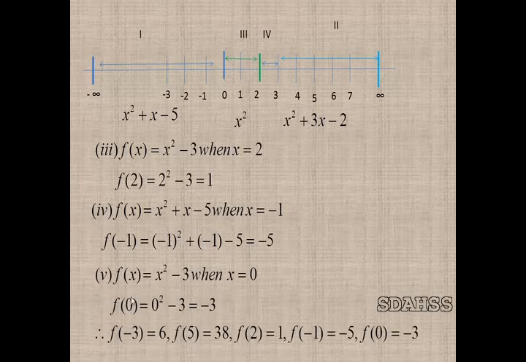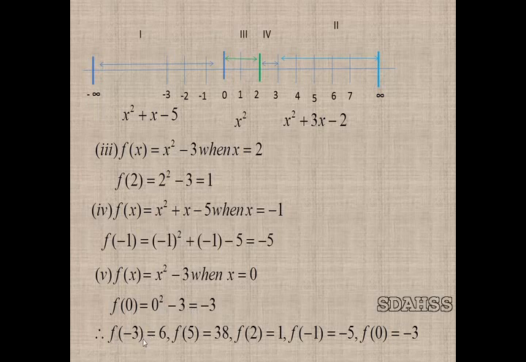Fifth one, 0. 0 is located in the fourth interval. So f of x is equal to x square minus 3. Substitute x is equal to 0. So you have 0 square minus 3. 0 square means 0. 0 minus 3, minus 3.